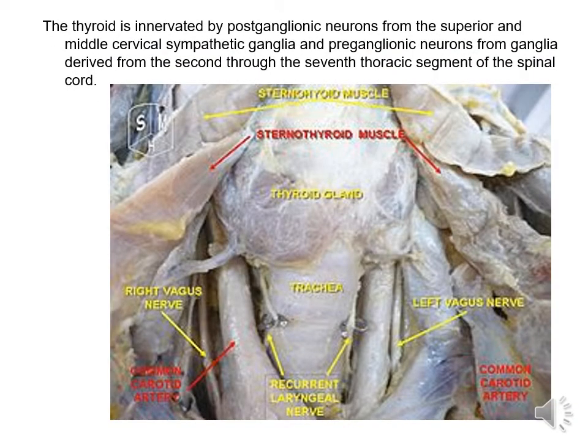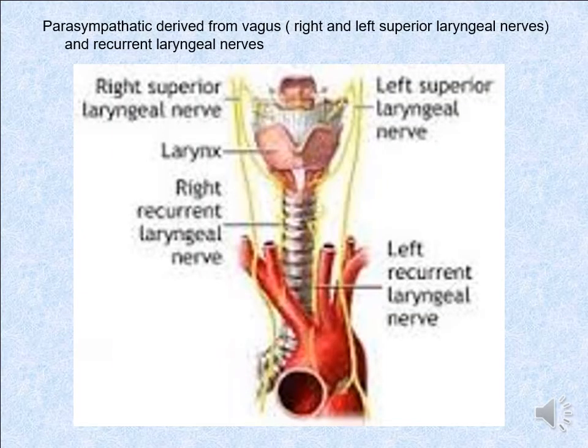The thyroid is innervated by both postganglionic neurons from the superior and middle cervical sympathetic ganglia, and preganglionic neurons from ganglia derived from the second through the seventh thoracic segments of the spinal cord. So, its sympathetic innervation is from the middle cervical sympathetic ganglion. Parasympathetic innervation is derived from the vagus nerve, the 10th cranial nerve, its right and left superior laryngeal nerve and recurrent laryngeal nerve. These nerves provide the parasympathetic innervation of the thyroid gland.